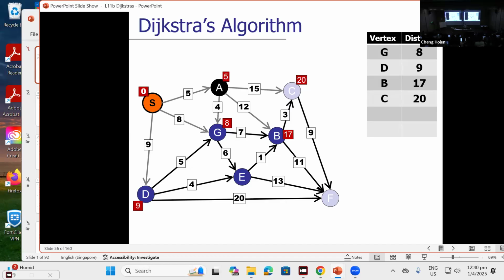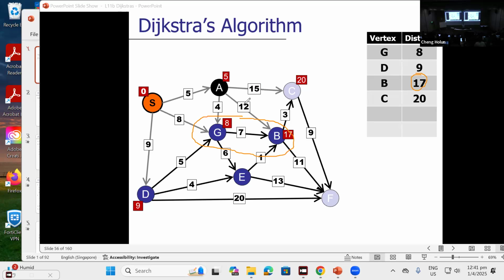Now, which one should I extract from the queue? Simple, right? G. And what are the neighbors of G? G's neighbors are B and E, right? What will be the estimated distance for B now? Now is the hard part. Originally, B already has an estimated distance of 17. And what is the relaxation of GB now? If I go to G and then take this GB edge to B, what is the distance? Anyone? Just shout. 15, right?